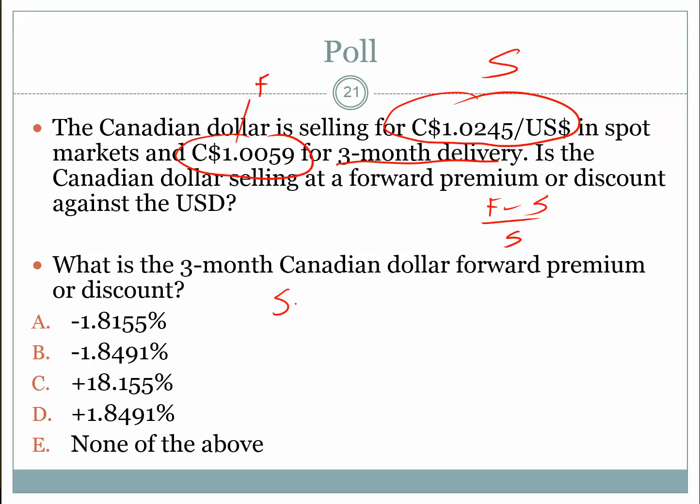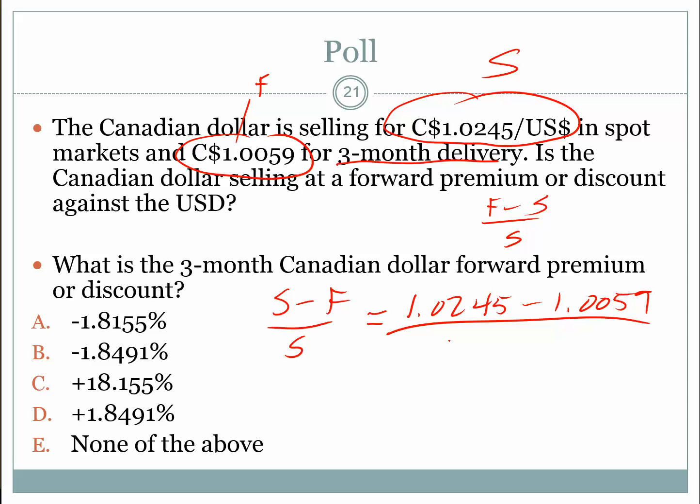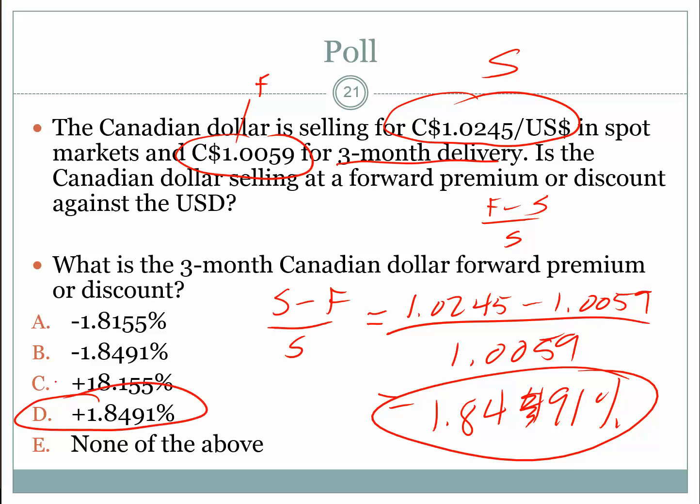And if I look at spot minus forward over forward, because this is an indirect quote and I want to talk about the numerator, what you see is it's selling for a 1.8491% premium. Okay, the dollar is at a discount. The Canadian dollar is a 185 basis point premium.